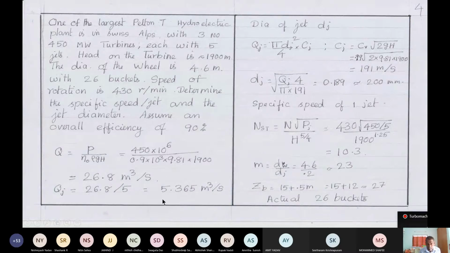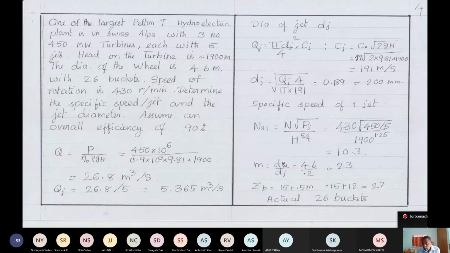So discharge per jet is 26.8 divided by the number of jets. That amounts to 5.3 meter cube per second. Now diameter of jet, you have the basic discharge equation. Discharge is equal to area into the velocity of the jet. So from where we get the velocity of jet? We want the diameter of jet, so we should know Q jet, which we have calculated. Then the velocity of jet we can calculate from this equation, Cv into root 2 gh. It comes to around 191 meters per second.